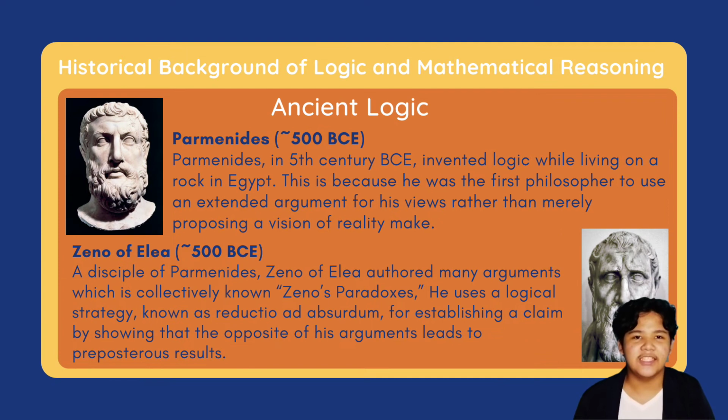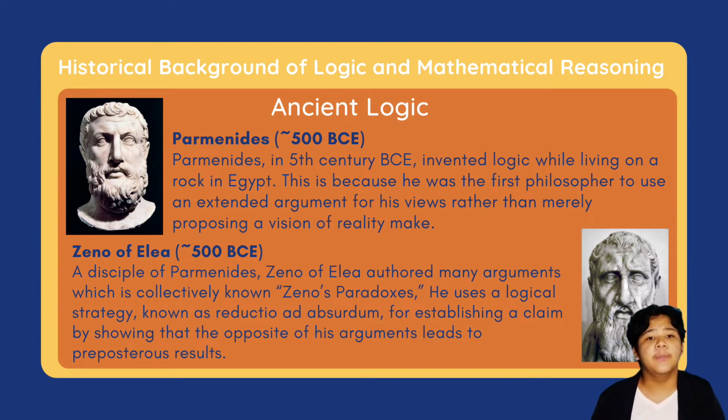It all started in ancient Greece with Parmenides in the 5th century BCE, who invented logic while living on a rock in Egypt. This is because he was the first philosopher to use an extended argument for his views rather than merely proposing a vision of reality. These occurrences make him compete with Aristotle for the title of father of logic, but it is widely known to be Aristotle rather than Parmenides. The reason for this is he was only using arguments but was not studying them. He never systematically formulated or studied principles of argumentation in their own right.